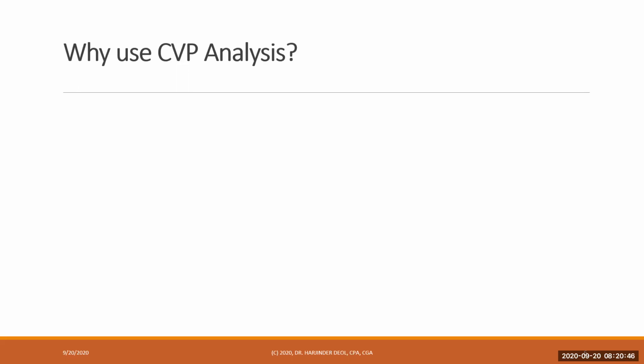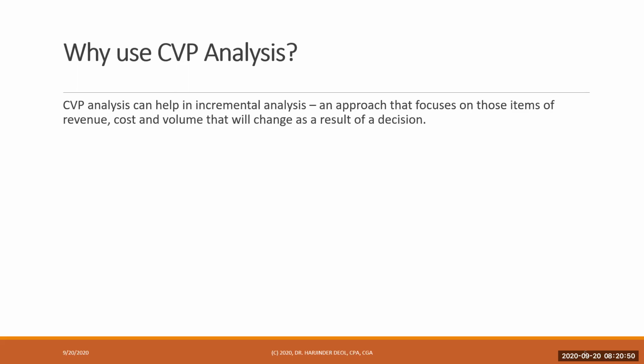So why would we want to use cost volume profit analysis? CVP analysis can help us in doing something called incremental analysis. Now, what incremental analysis is about is it's an approach that focuses on specific moving parts that will cause a difference in a decision. So those moving parts relate to revenue, cost, and product volume. And so how the intermovements between revenues, costs, and volume can have an impact on a company's profit and consequently alter management's decisions is the focus of incremental analysis. And we will be learning more about it in this chapter.